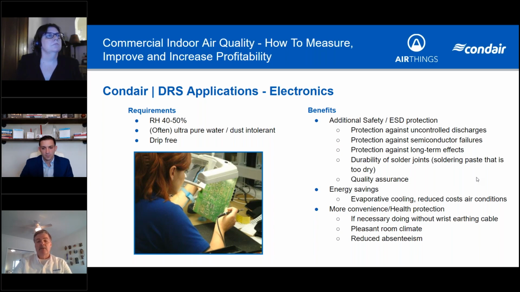Then we also look at the dual benefit of the system. While it's helping your process in the space, it's also impacting the people in the environment. Kind of back to what Eric had to say about how to measure and implement changes in your indoor air quality. Humidity is critical for that.